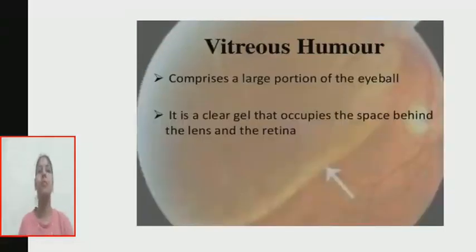Now, vitreous humor comprises a large portion of the eyeball. It is a clear gel that occupies the space between the lens and the retina.